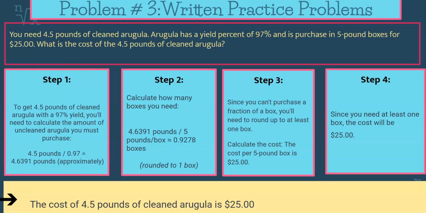So you're going to calculate the cost. The cost per 5-pound box is $25. Since you need at least 1 box, the cost is just going to be $25. So the cost of 4.5 pounds of cleaned arugula is $25.